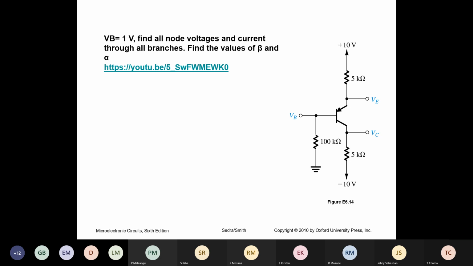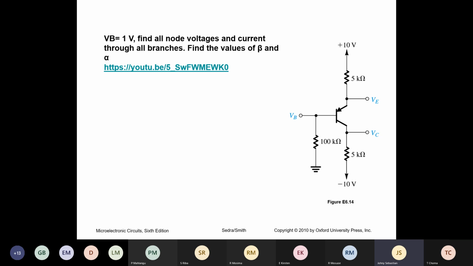What's the answer? Answer is 0.00166 ampere. I want the answer in milliamps. It's gonna be 1.66 milliampere. So you have the emitter current.